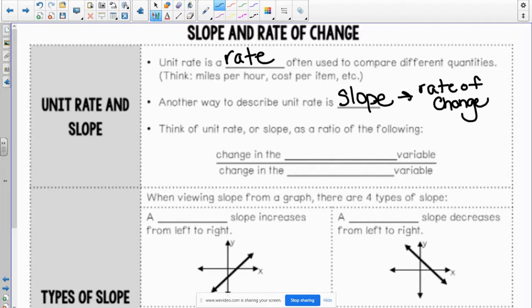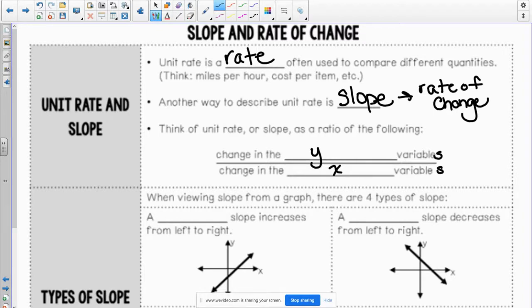So when you think about a unit rate, or now your new word is the slope, when it comes to algebra and what you're learning right now, it's a ratio: the change of the y variables, I'll put an S at the end, over, and that's a division bar right there, divided by the change of the x variables.